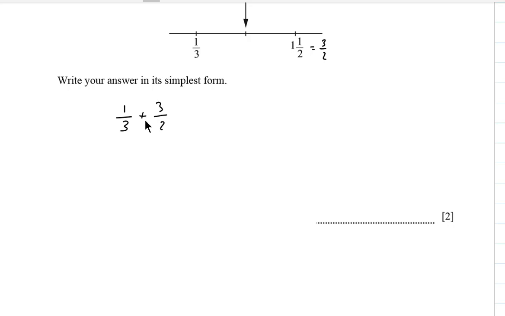We can't add except if we have the same denominator, right? I will make this denominator 6 and also this denominator 6. To make this 6, I should multiply 3 times 2 and then 1 times 2 is 2. And to make this denominator 6, I should multiply 2 times 3, so I must multiply 3 also times 3, which is 9. So the final answer is 11/6. Now I want to get half of 11/6, which means 11/12. This is the final answer.